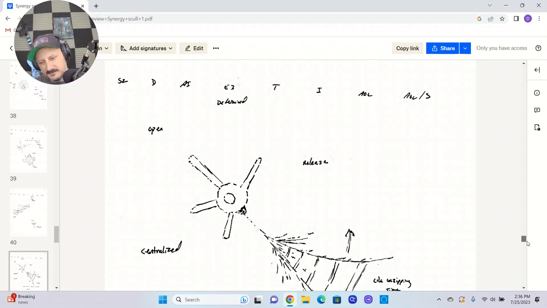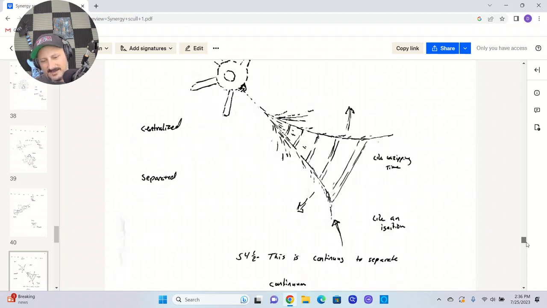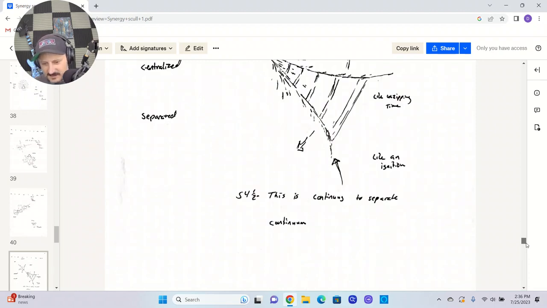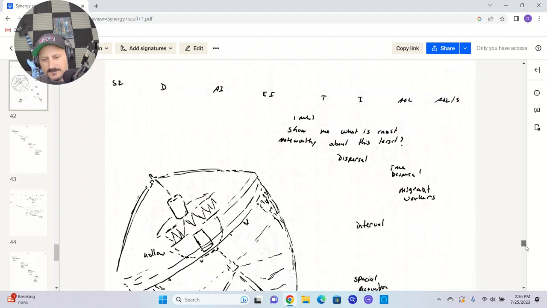Can I get the sense of release? Like unzipping time, like an ignition. This is continuing to separate. A continuum. Okay, show me what's most noteworthy about this target. Dispersal.